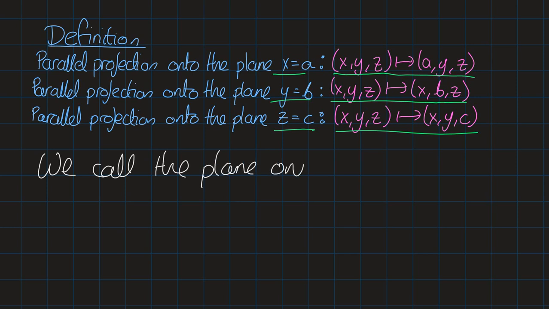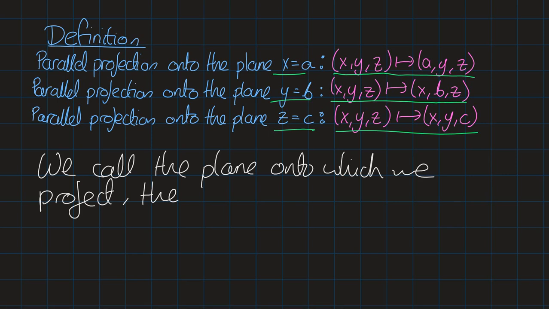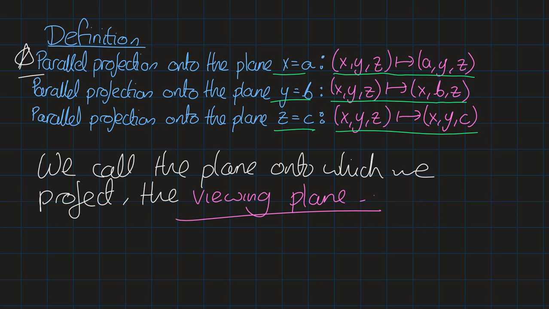onto which we project the viewing plane. Okay, so for example, in the first part of this definition right here, you would say that the viewing plane is x equals a, and in the second line you would say the viewing plane is y equals b. It's the plane onto which we project. So if you imagine, this is like the canvas onto which we're going to draw the representation of the three-dimensional object. Okay, so that's the viewing plane.